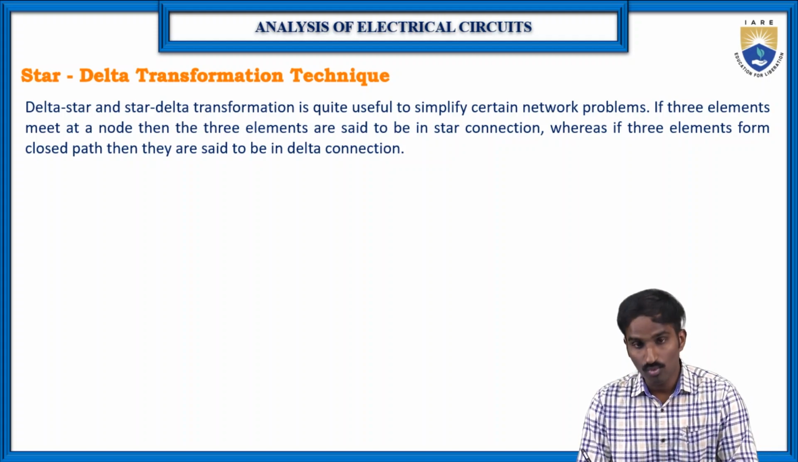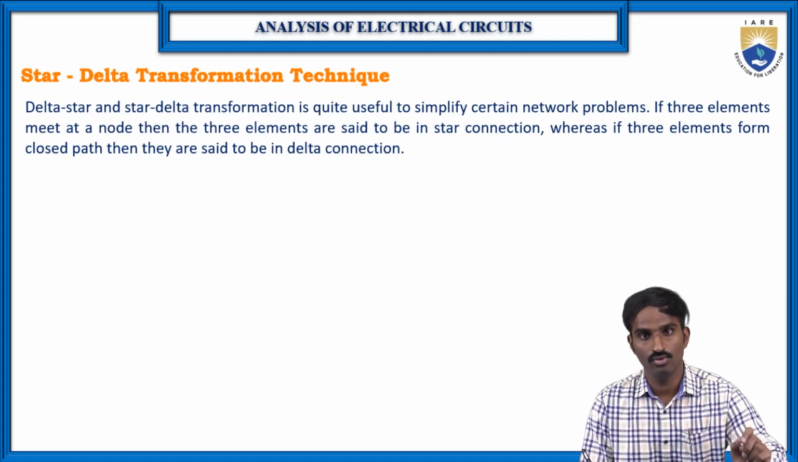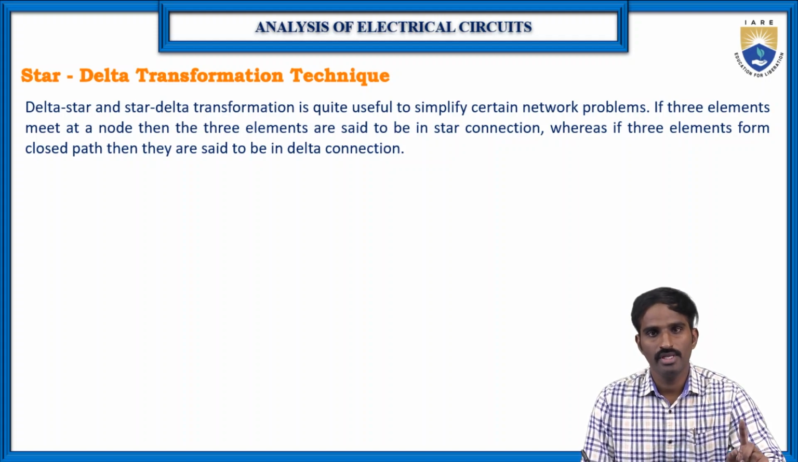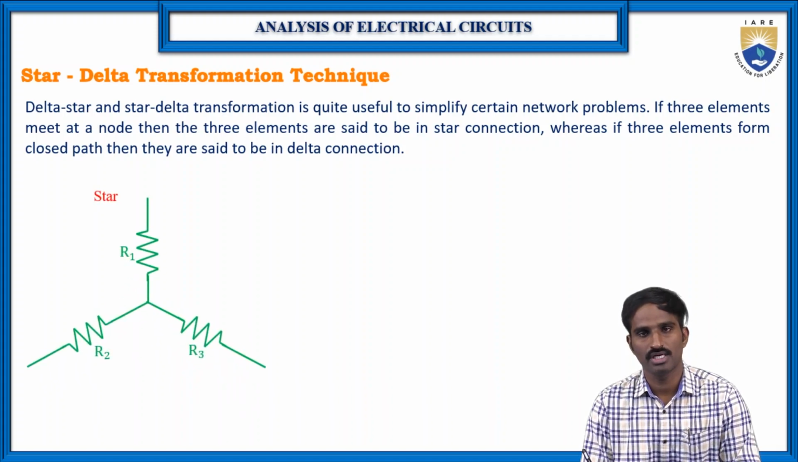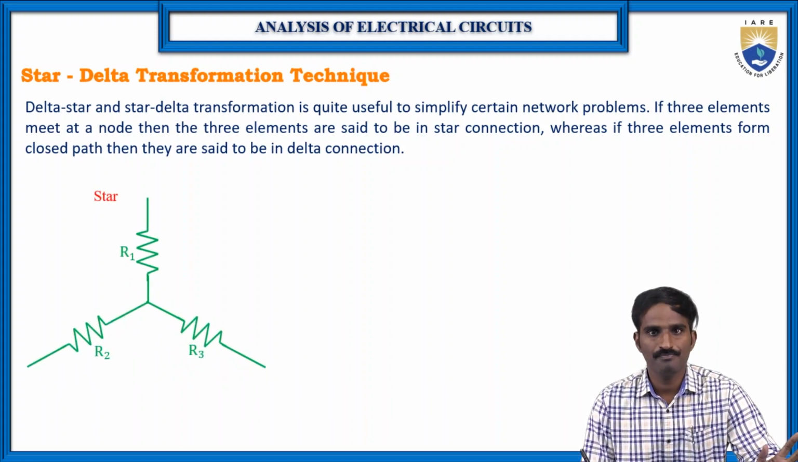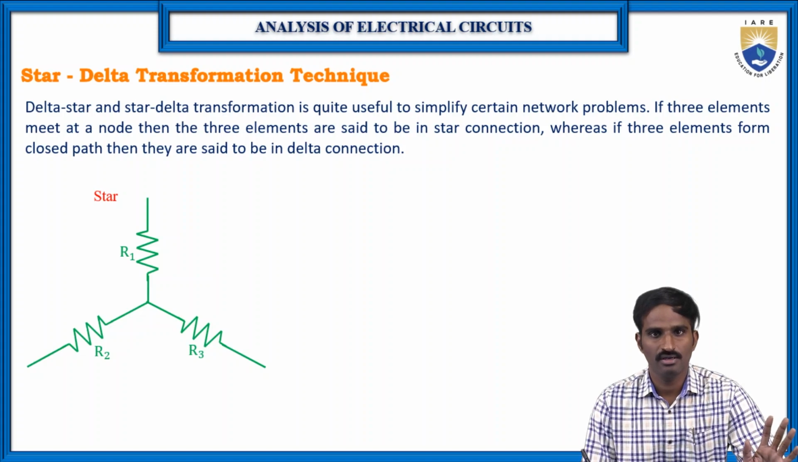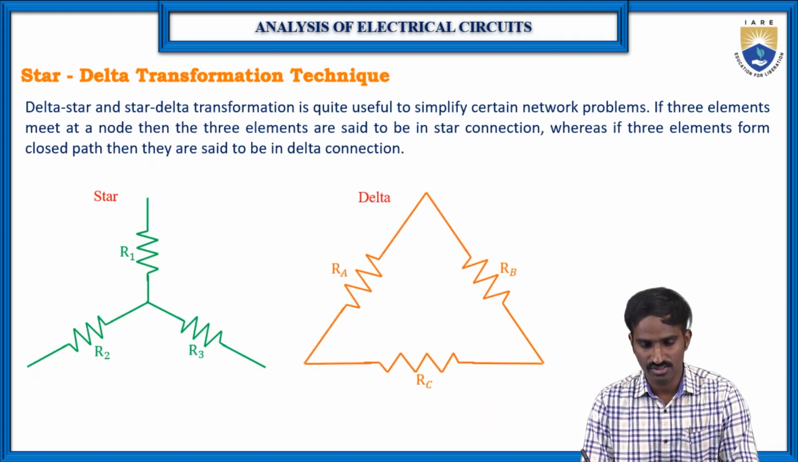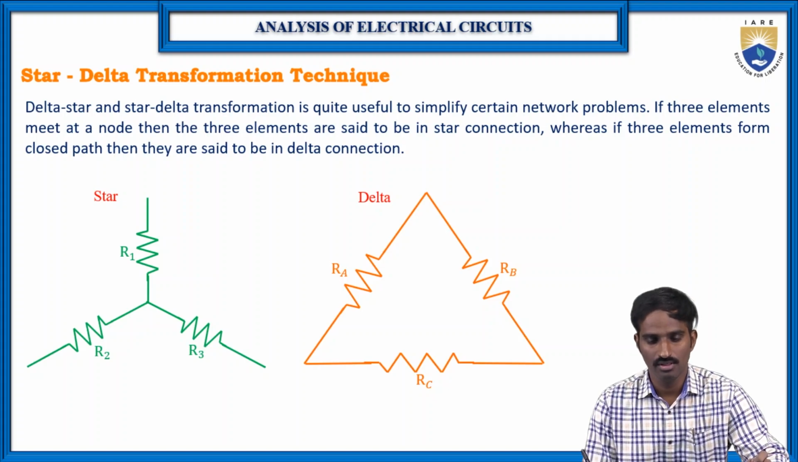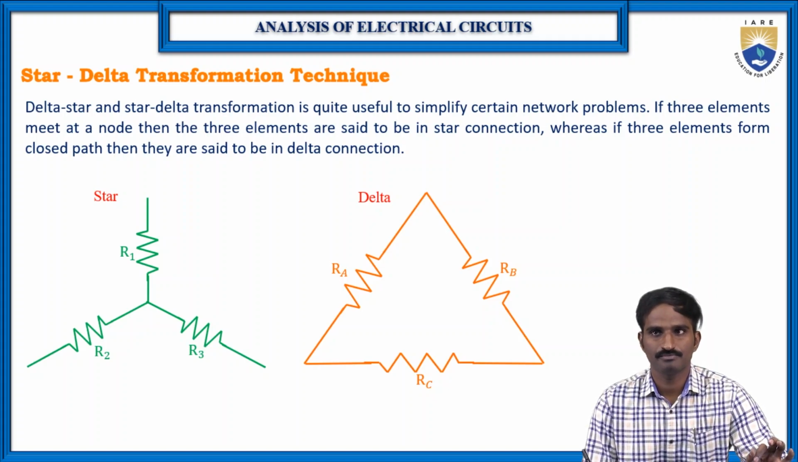Which means if more than two elements are connected at a particular node, then we can apply this star to delta or delta to star transformation. Okay, so this is the representation of the star network, and this is the representation of the delta network. If three elements meet at a node, then those three elements are said to be a star connection. And if the three elements form a closed path, then they are said to be a delta connection.